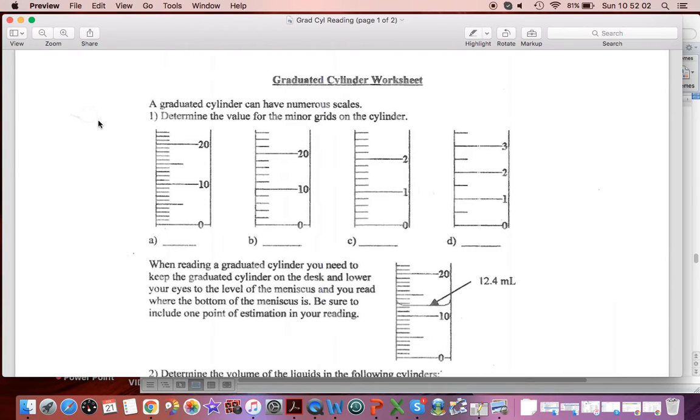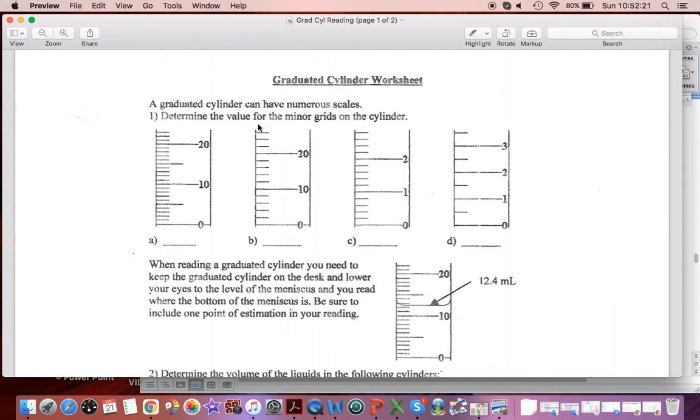Good day. Measurement's very important in the world of science. It allows something called repeatability to occur. So we want to do careful jobs of measuring things. And here we have a graduated cylinder worksheet, which is actually notes. You will not hand this in.